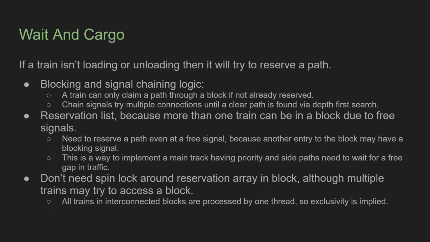I'll also note here that although multiple trains are potentially entering into a block, it's not necessary to have a spin lock around the reservation array for a block because the trains are going to be guaranteed to be processed serially. Because by definition of the connected components, all of the trains that could be potentially contending with each other are in the same shared queue and processed serially.